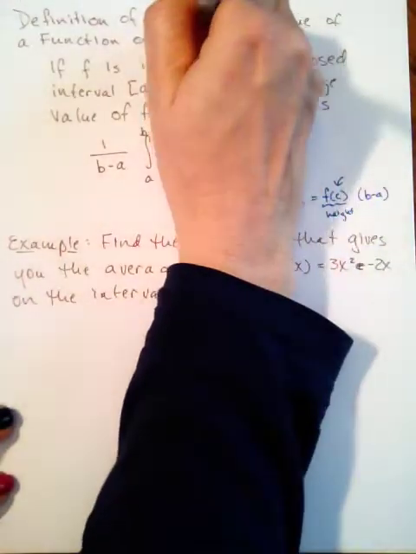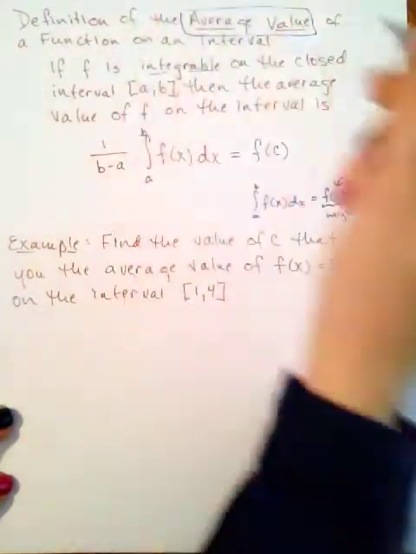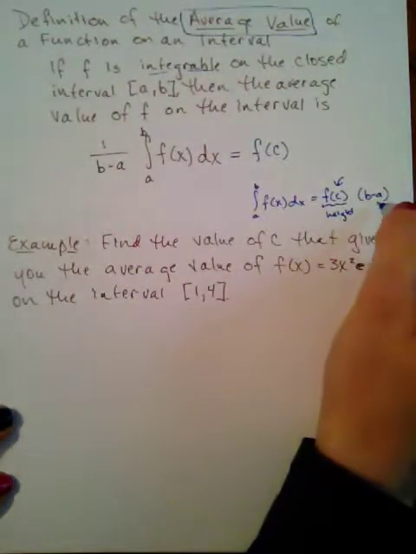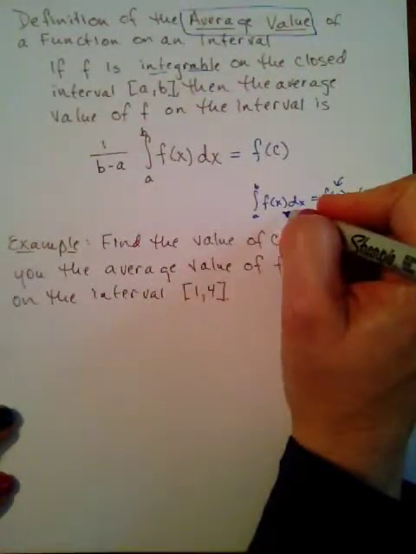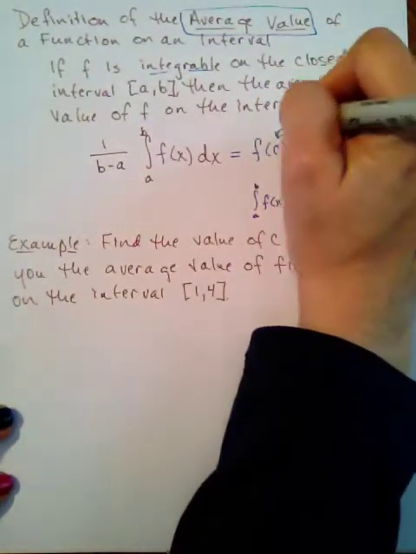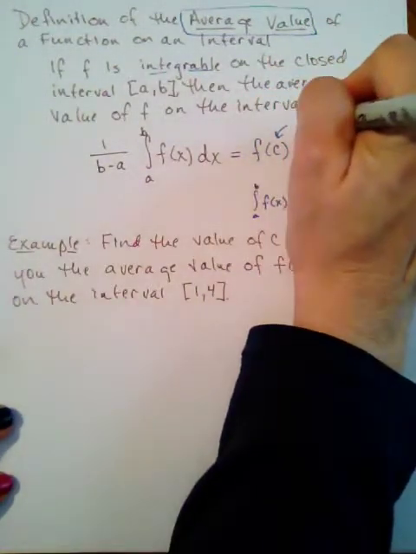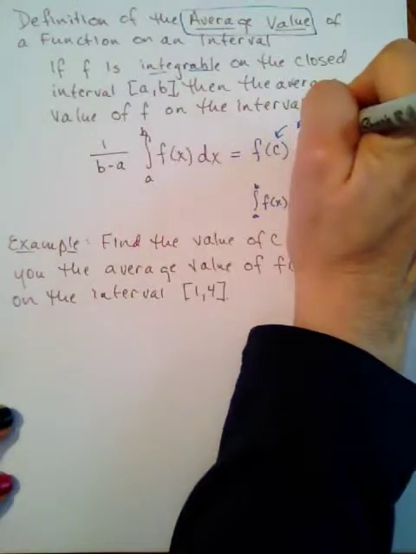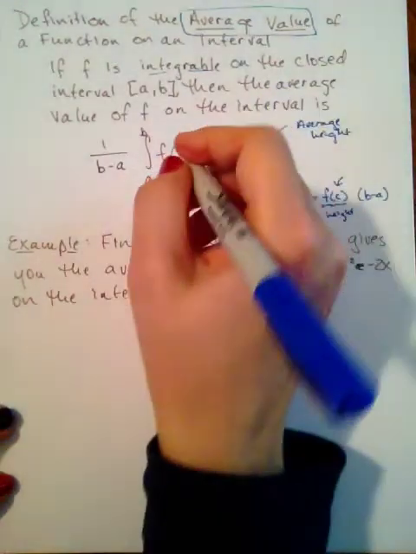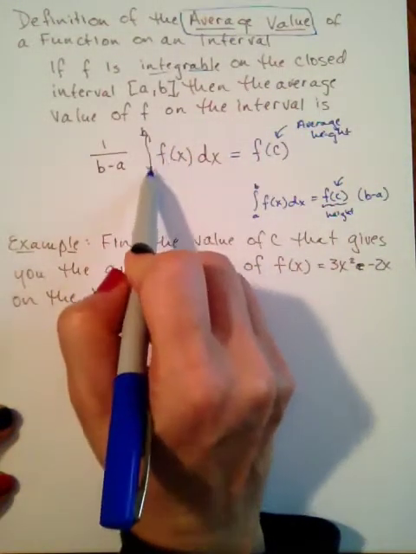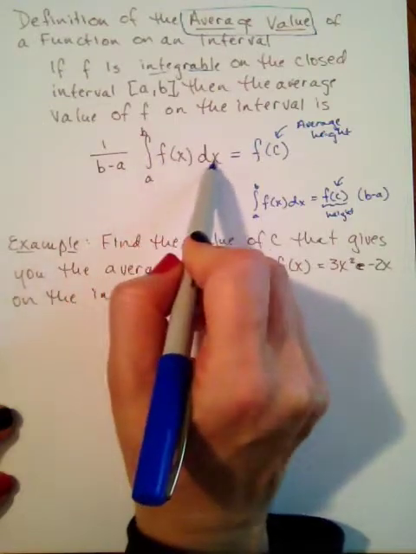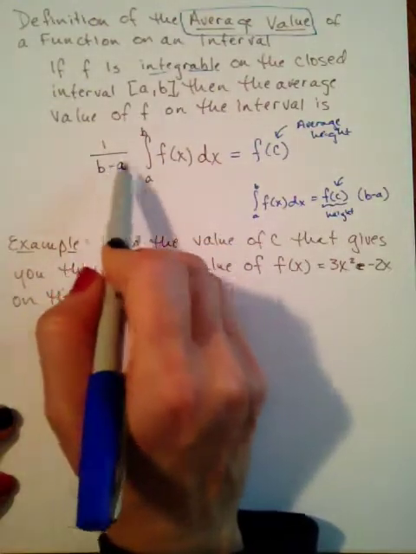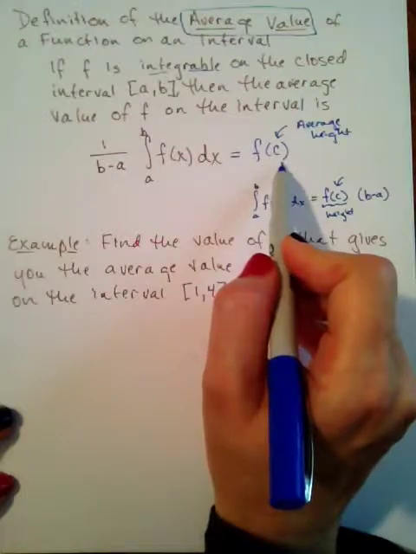So when you see average value, this f of c represents the height. This is the base, this is the area of the rectangle. So this average value, this is the average height of the function you're integrating. So basically what this is saying is you're adding up all of the heights and then you're dividing by the width of that integral, and it's giving you the average height.